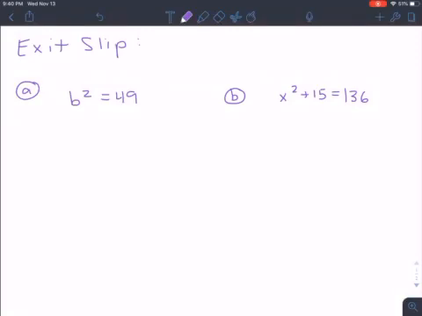Okay, guys, so these are your exit slip questions. We haven't really done exit slips, but since you were holding on to your notes, I wanted a paper version of something to see how you guys did. So go ahead, write down these two problems.